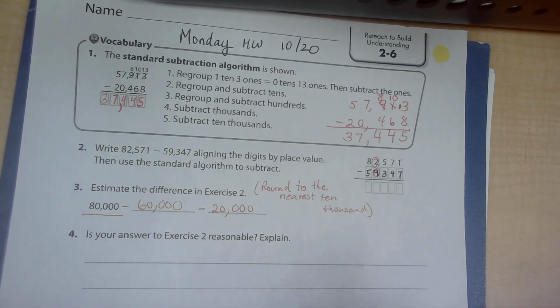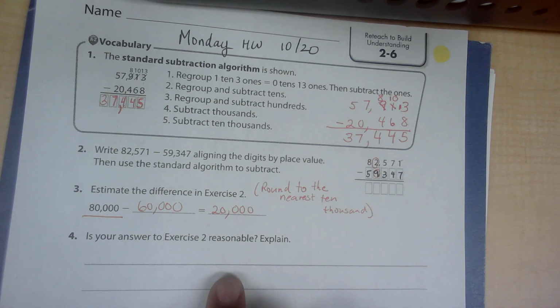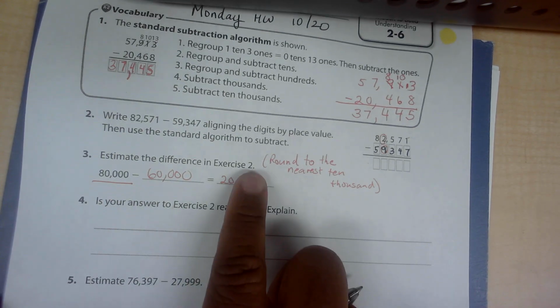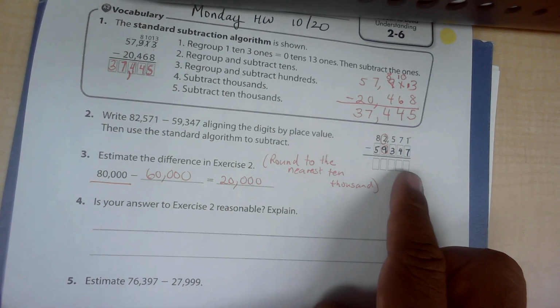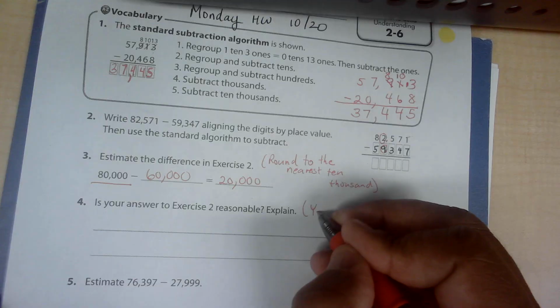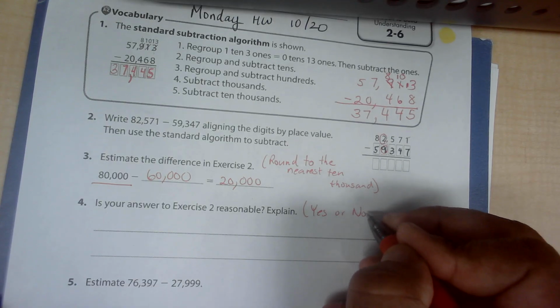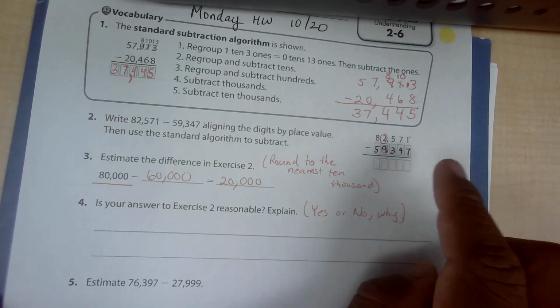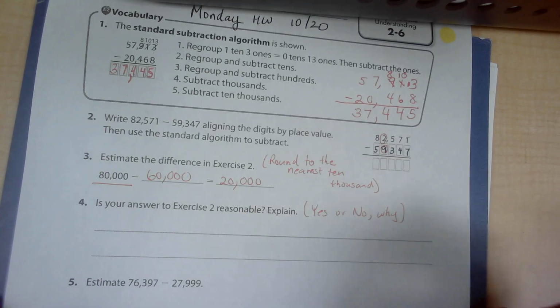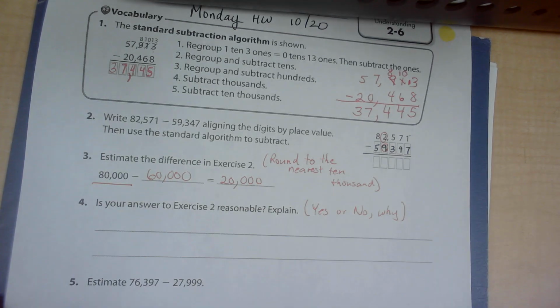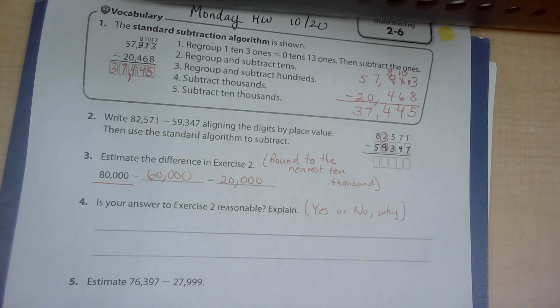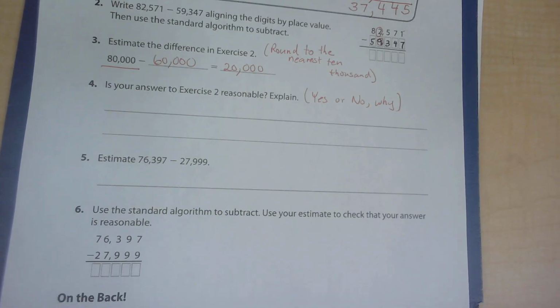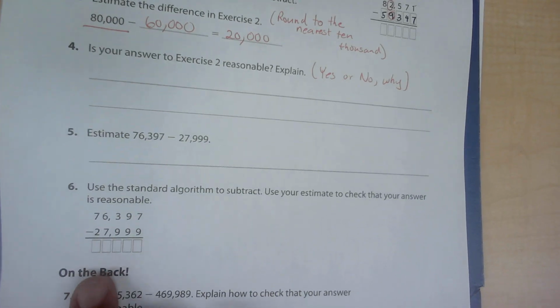And then number 4, is your answer reasonable? Explain. Based on this, and based on what you get, you either say yes or no, and why. Well, if your estimate is close to your exact answer, then it's reasonable. And it should be when you do the work. All right, then number 5, you're going to estimate first. And then number 6, you subtract.